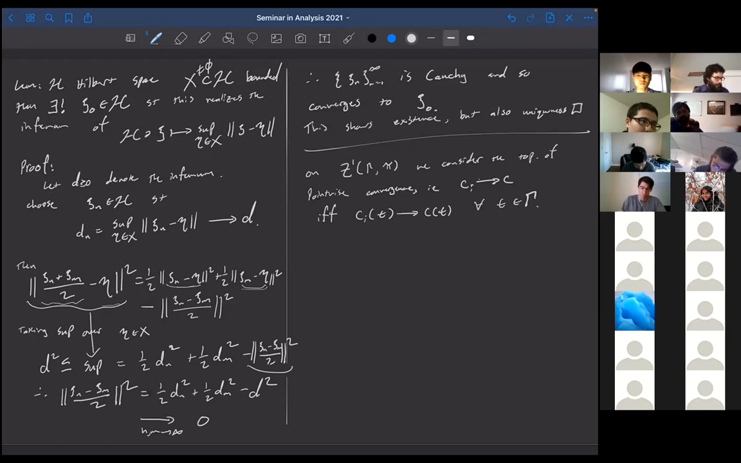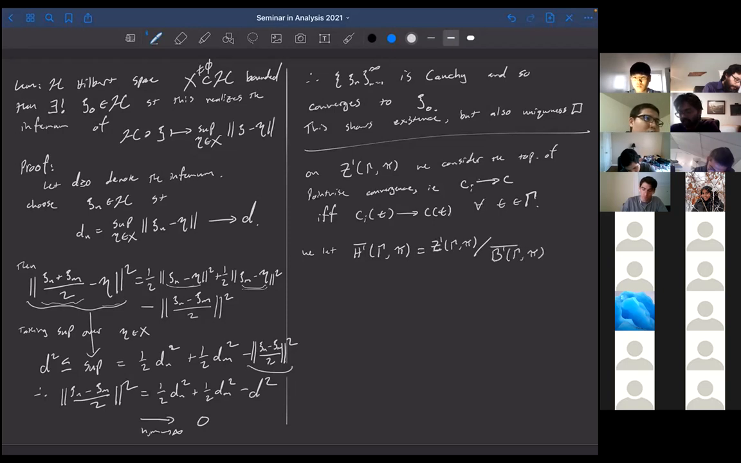And so another natural space to consider is the reduced cohomology. We let H1 bar of gamma with respect to pi denote the space of cocycles modulo the closure of the space of inner cocycles. The reduced cohomology groups are a little bit nicer because, for instance, you can show that they decompose under direct integral decomposition. They have a natural decomposition there and some other various features. So these are nicer spaces to consider.